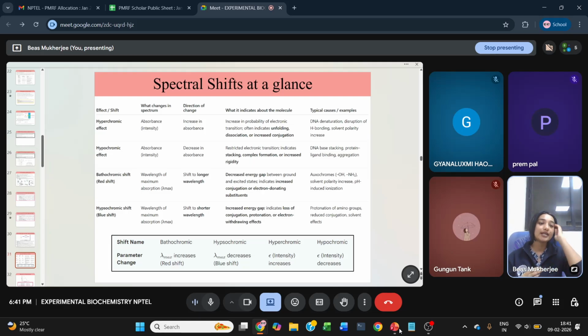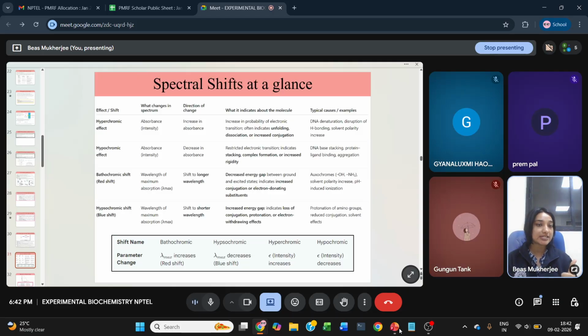Now why is that happening? I'll tell you. These individual nucleotides are very potent in absorption. They are the internal fluorophores inside the DNA, and when they are free, when the two strands are separate, they will absorb a lot more light. But when they come together, they are stacked, and that is why they absorb less light. That is why it is hypochromic when the DNA becomes double stranded, but hyperchromic when it is separating out. And then there are protein ligand binding and aggregation. These are hypochromic effects. Then we come to bathochromic shift.